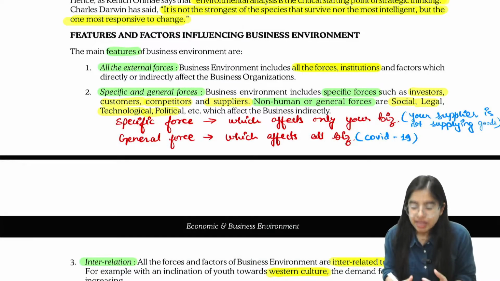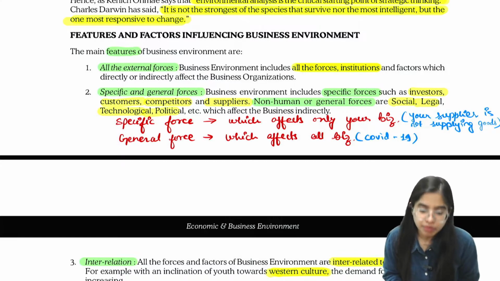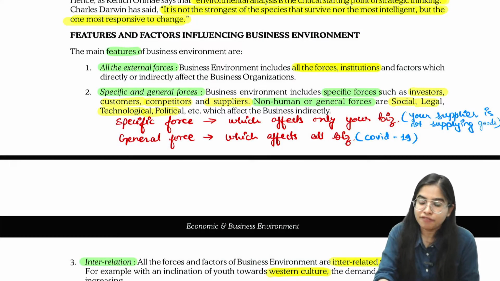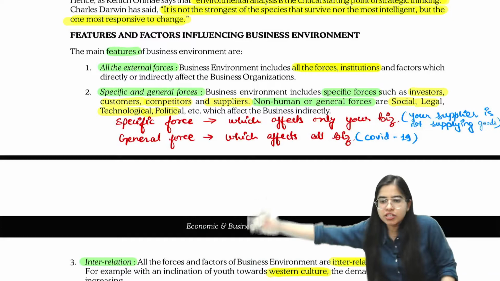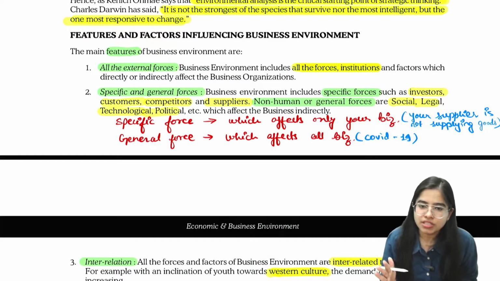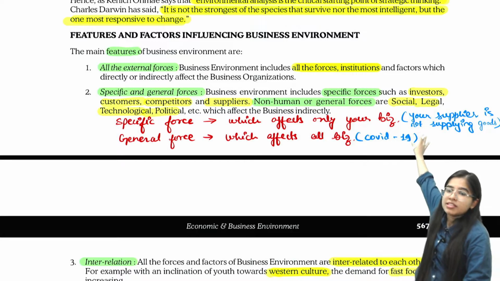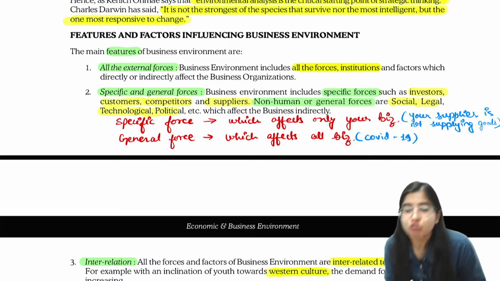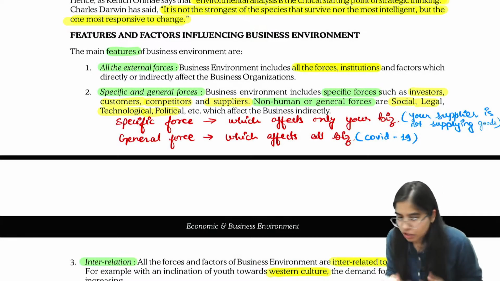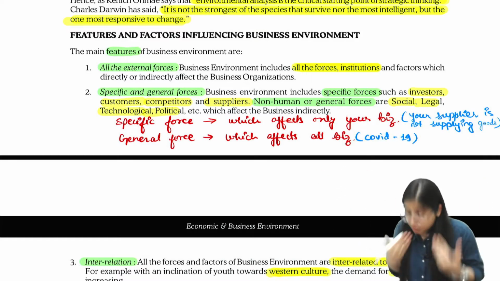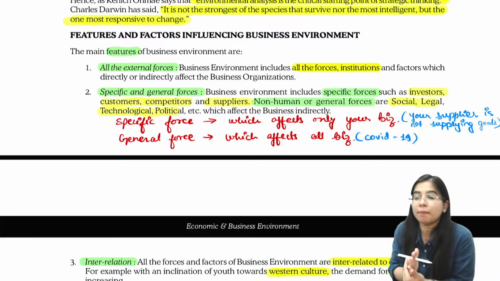Specific force: let's say my customers are not satisfied with me. So what is this? Will this affect only me, or will this affect other businesses also? It will affect only my business. So this is a specific force. Let's say my supplier who supplies me raw material stopped supplying me goods. Will it affect only my business or other businesses also? It will affect me directly, only my business. So this is a specific force.